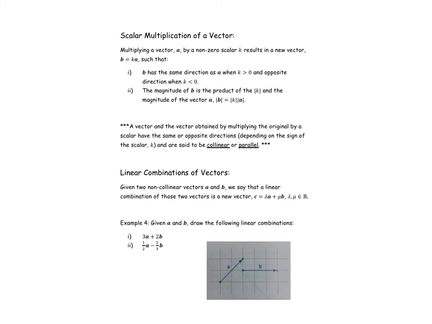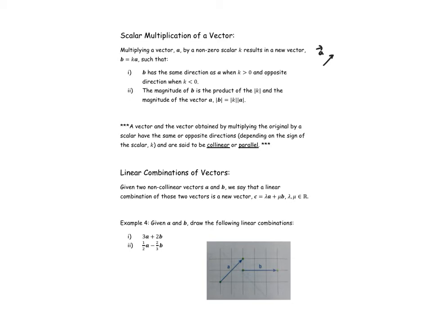All right, scalar multiplication: multiplying a vector a by a non-zero scalar k results in a new vector. So look at this. This vector a, when multiplied by a scalar, becomes a new vector b, such that b has the same direction as a when k is greater than 0, and opposite direction when k is less than 0. So let's take vector a.